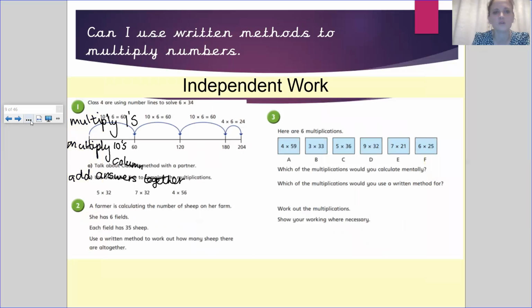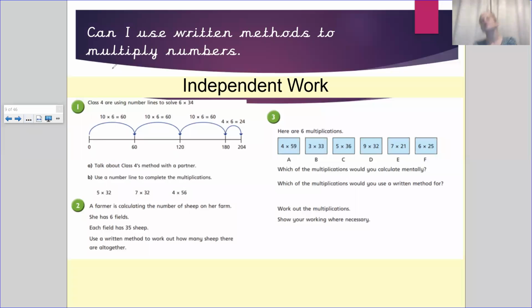So using, I'm going to clear all our drawings. Using the strategies that we have discussed today, I would like you to work out your independent work. I will read through it like I normally do. Please make sure to pause the video and to complete the work on the screen.